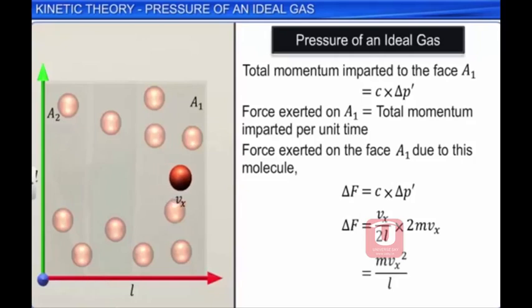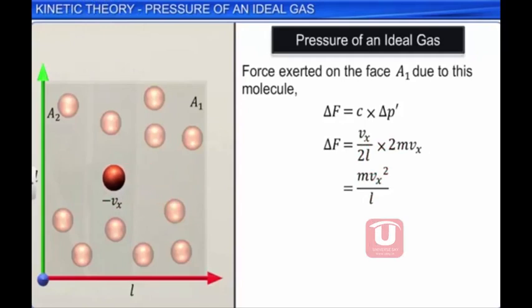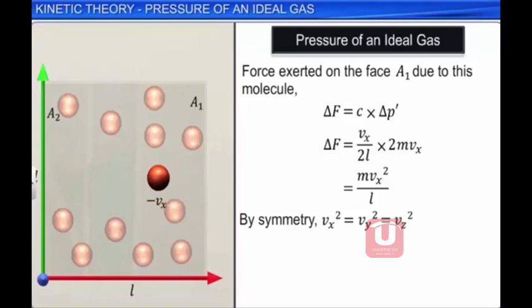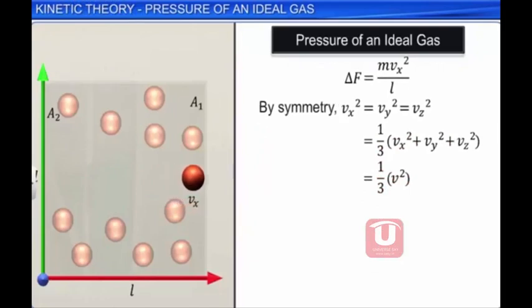As there is no preferred direction of velocity of the molecules in the vessel, the motion along any one of the three axes is the same: Vx square is equal to Vy square is equal to Vz square is equal to 1 by 3 into Vx square plus Vy square plus Vz square, which is equal to 1 by 3 V square. So the force due to this molecule is delta F is equal to 1 by 3 mv square by L.